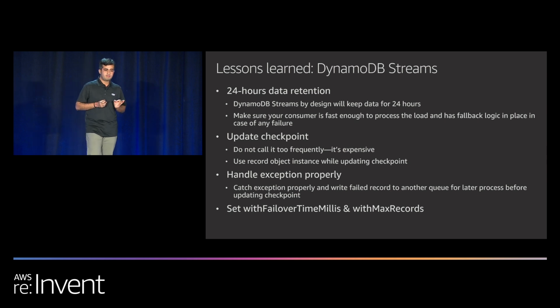Set with failover time millis and with max record attributes properly. Do proper testing when you modify these two attributes to make sure the number of records you get with max records are able to finish processing within the time defined in with failover time millis attribute. Otherwise, you're going to end up in a dead loop.